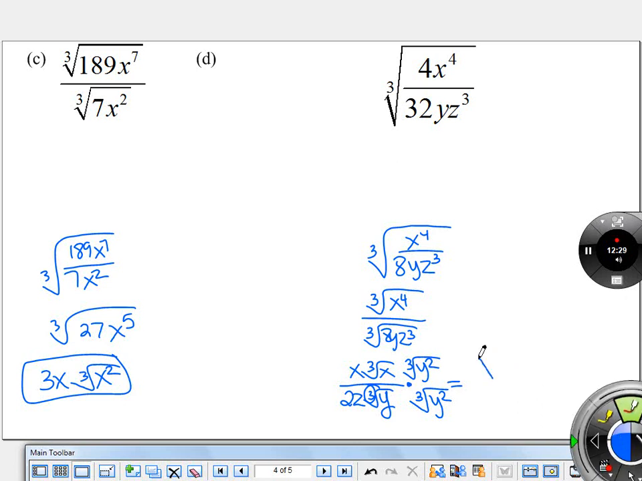All right, so x times the cube root of xy squared over, and remember, these are going to multiply together to make the cube root of y cubed, which is just going to be y. So in the bottom, I'm going to have 2yz, and that will be the simplified form. So we should be able to work with things like this.